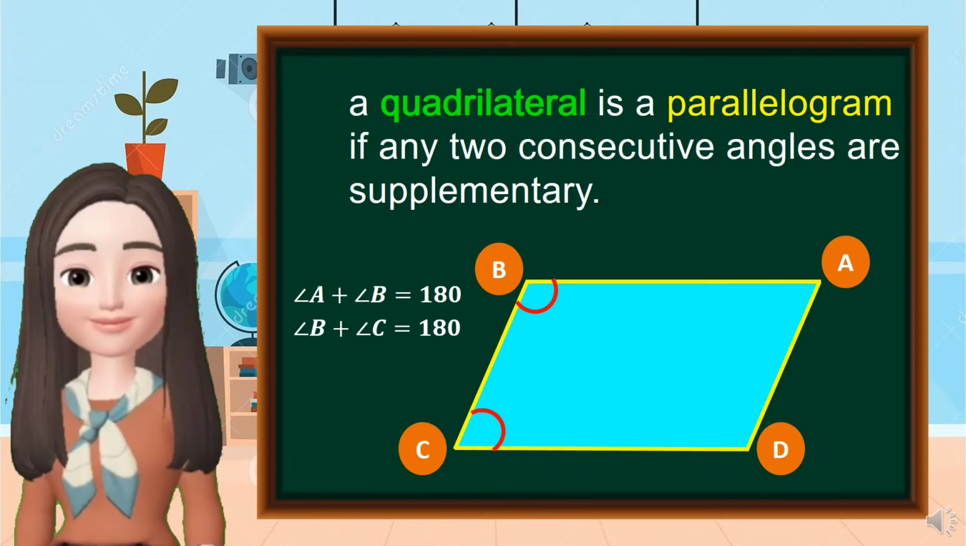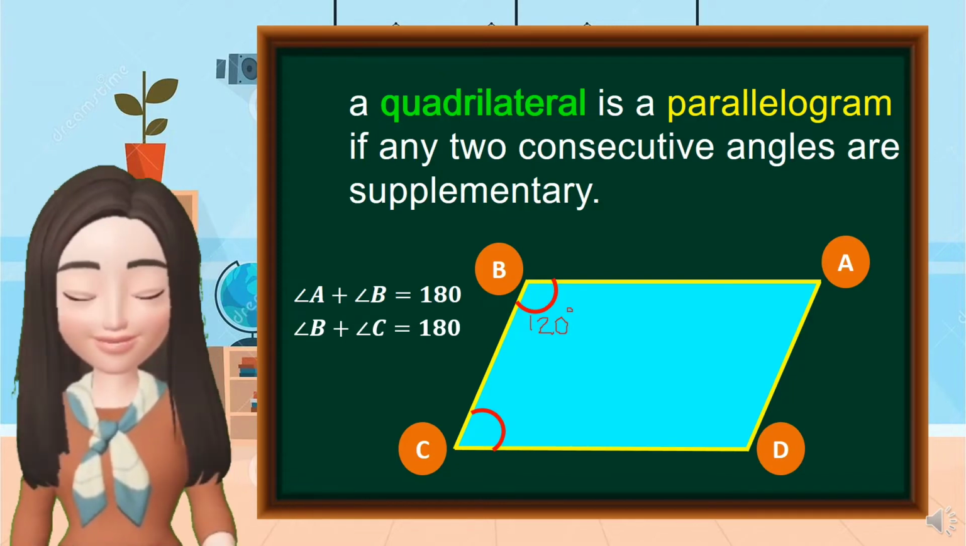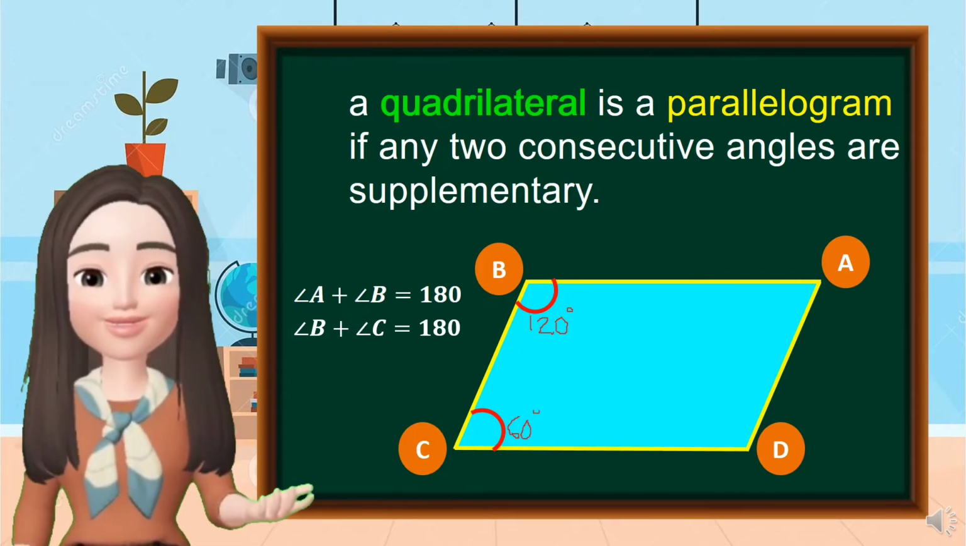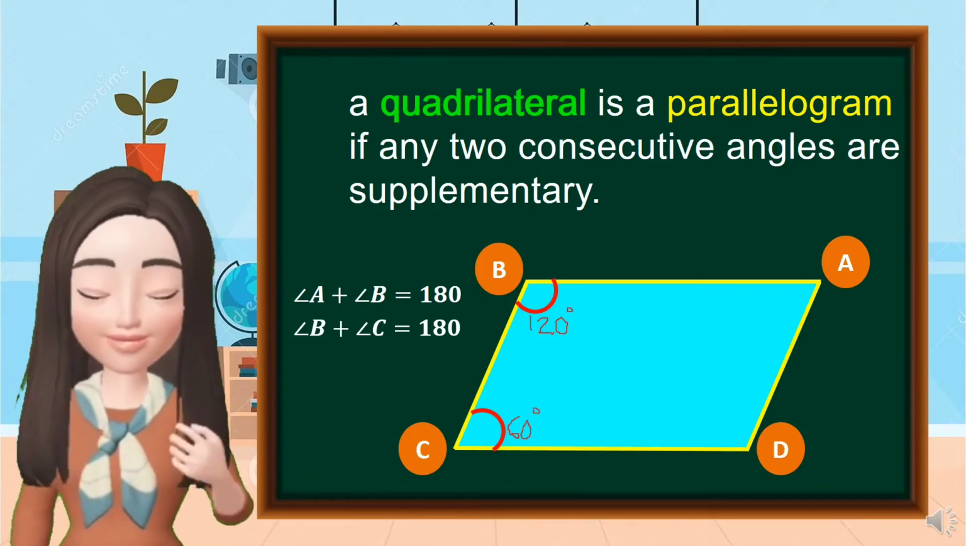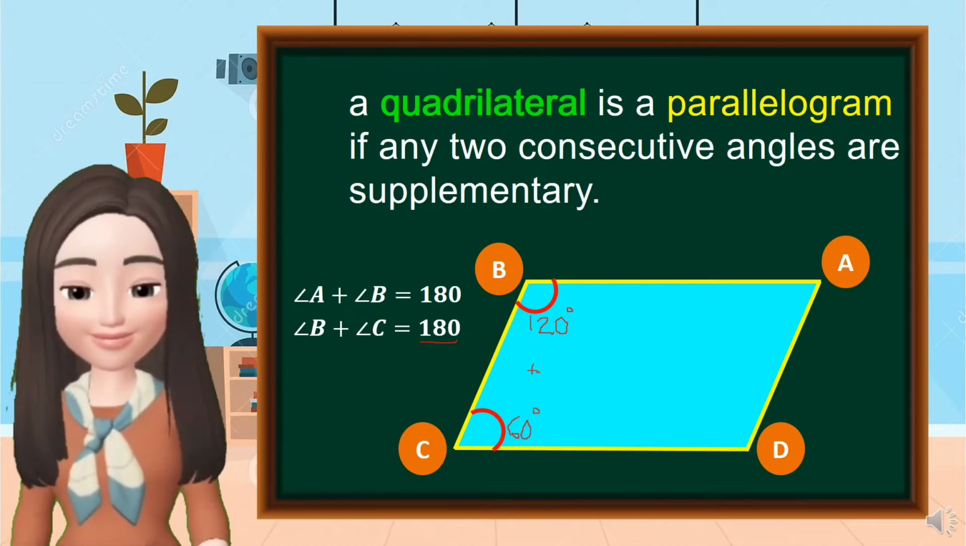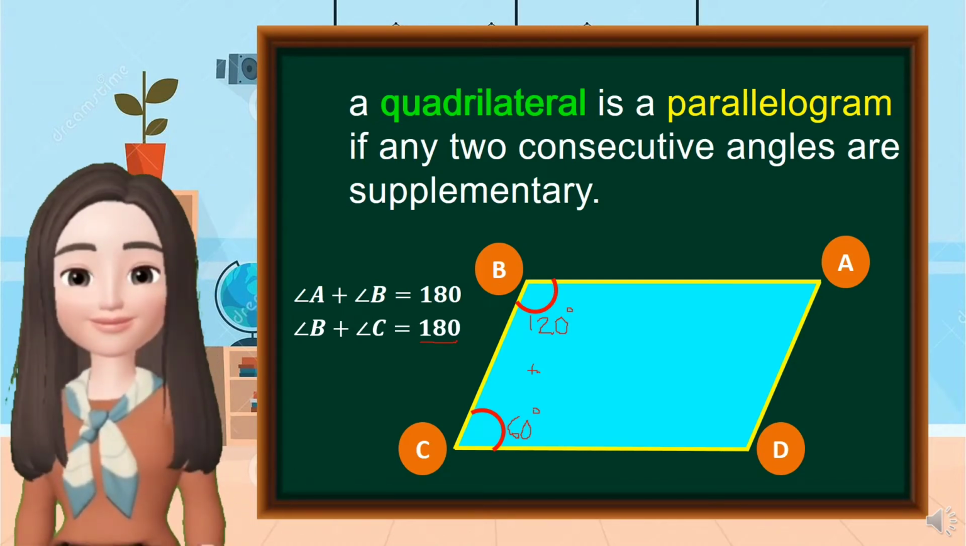So, going back to our first example, if this measures 120 degrees, kailangan po ang ating angle C should be, very good, 60 degrees. Para pag in-add natin or tinotal natin yung dalawang yan, magto-total siya into 180 degrees. Did you understand? Alright.